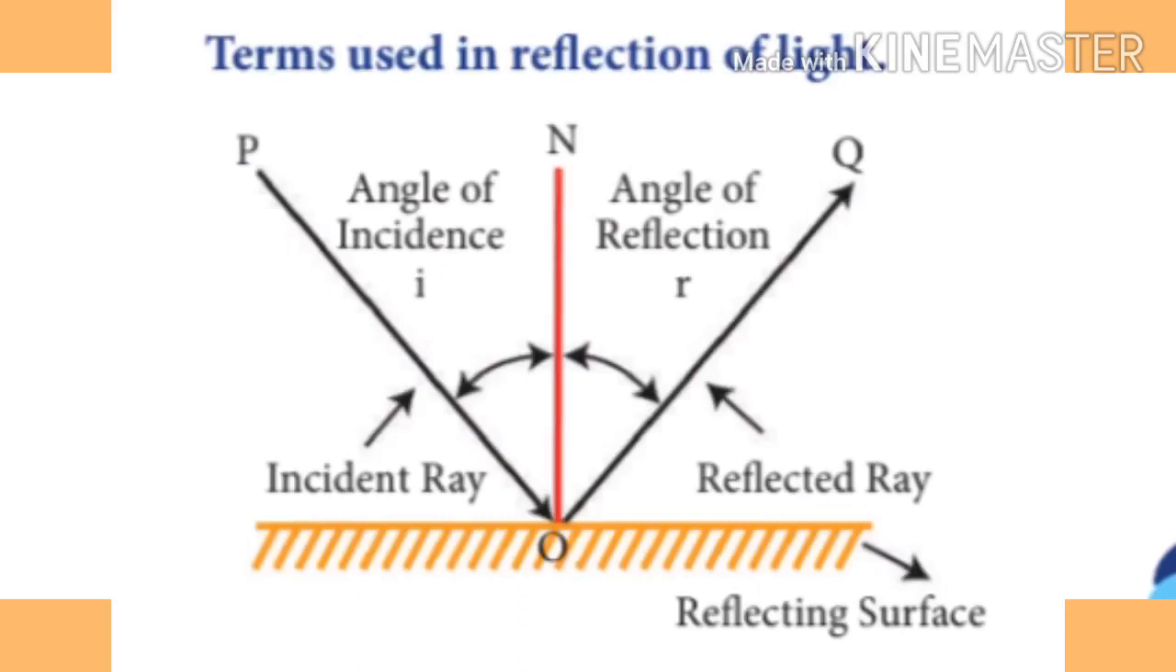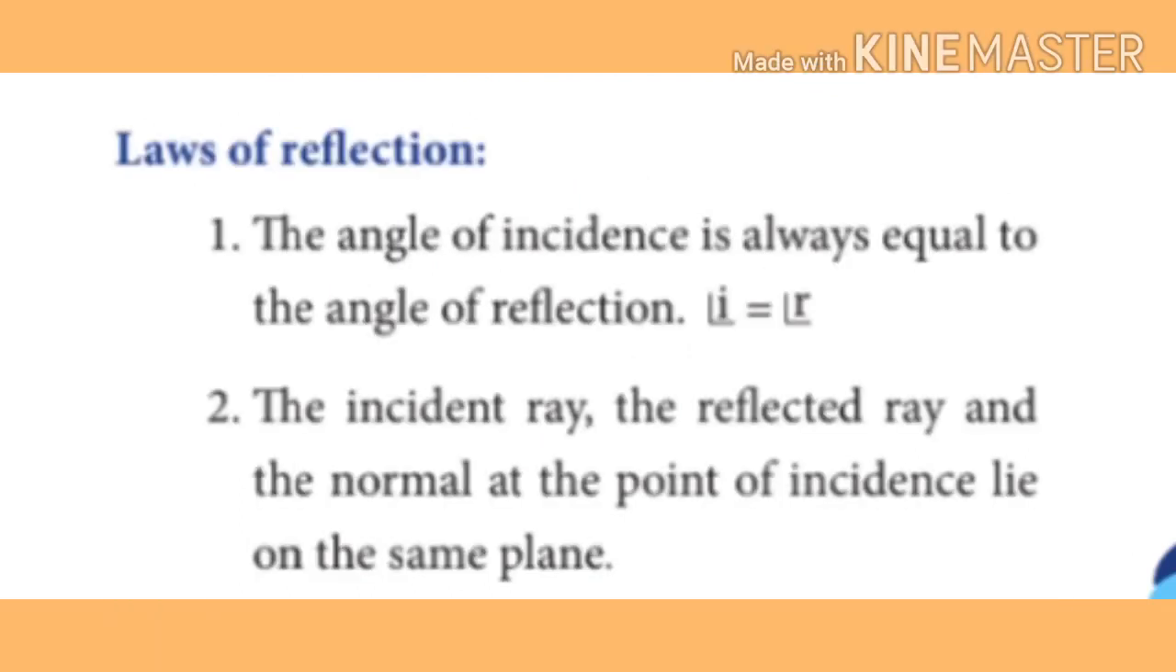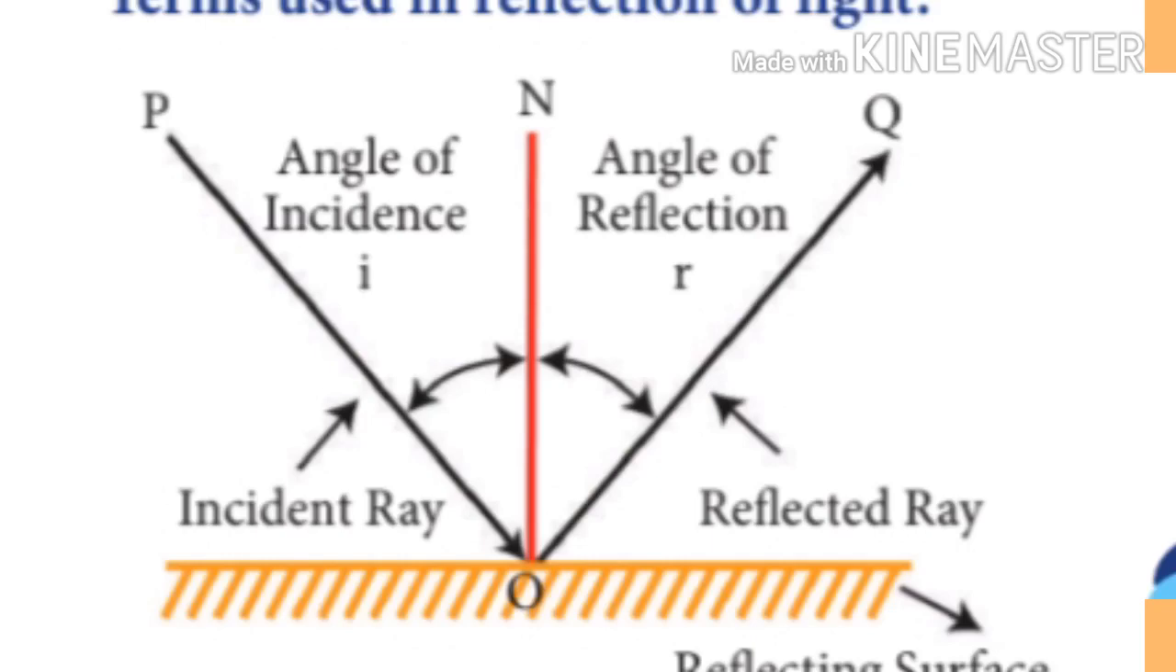Angle of incidence, PO is equal to OQ. Second point: the incident ray, the reflected ray and the normal at the point of incidence lie on the same plane.